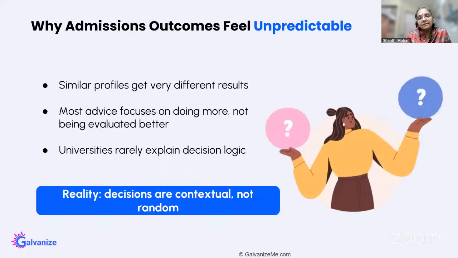And I think this is nothing new. Most of the time, we all feel admission outcomes are so unpredictable. As much as that is true, there is also a reason to it, because it's not a random decision that comes from the university. There is a context to every application they receive. This context depends on the admission model and the admission policies.